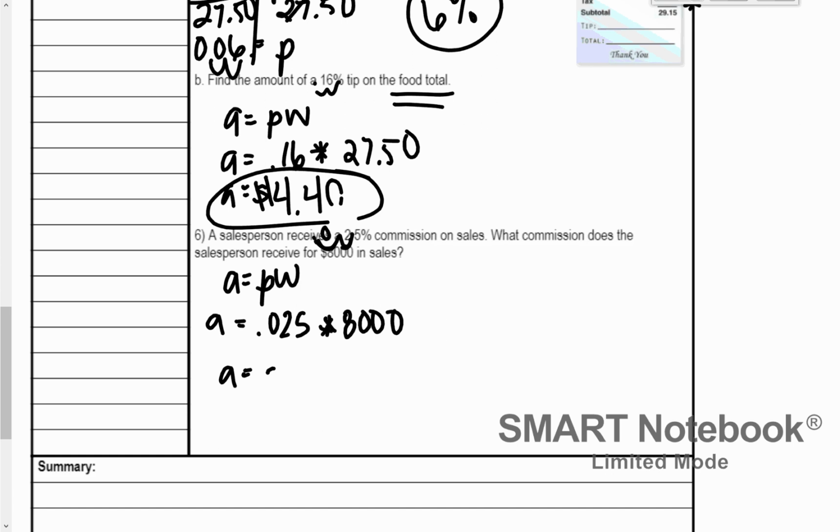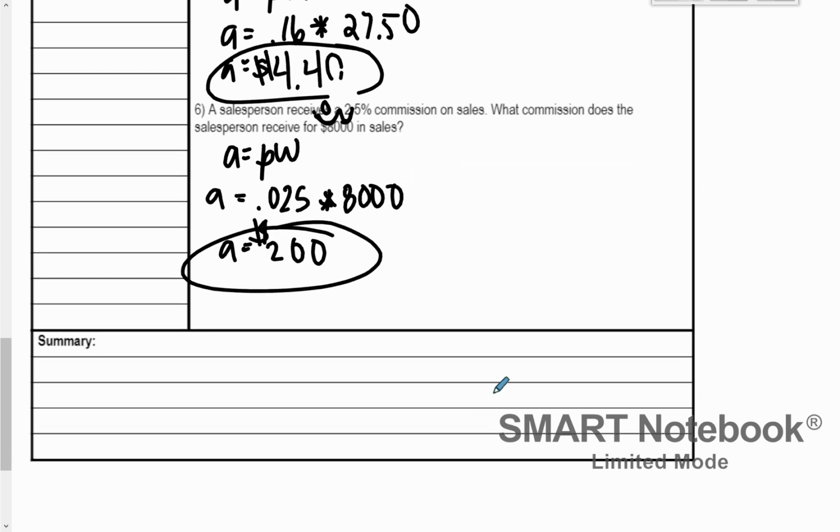So what this means is, let's say they sold a diamond ring for $8,000. Then that jewelry salesman gets 2.5% of that as commission, meaning that since they sold that $8,000 ring, they get to keep $200 of that sale, which is kind of cool. Again, dollar amount, so add in our dollar sign, and we are good to go.